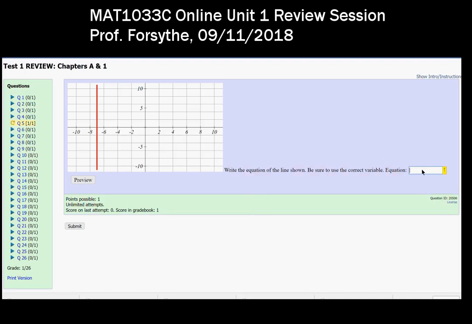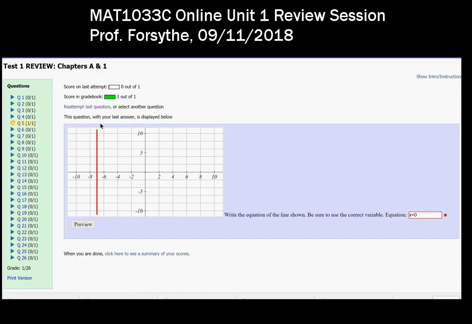So here I'm going to reattempt this. I'm going to get this wrong on purpose. X equals 0. That's not the right answer. I'm going to submit. You see how it's telling me the score on the last attempt is 0 out of 1. I'm practicing again and again. But remember when I did get it right a few questions ago, it's still remembering that here. So you can keep practicing and you still can maintain your correct answers that you did get in the past.